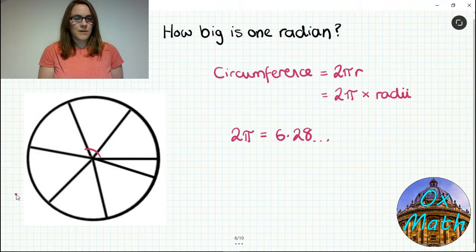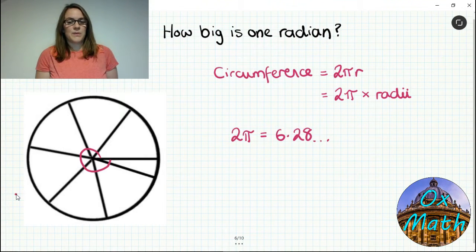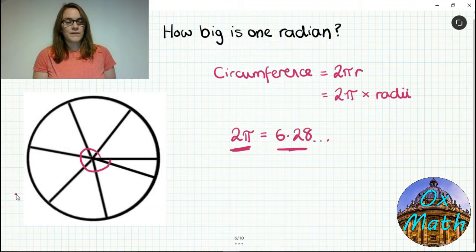That fits with our diagram over here because we have 6 and a bit radii in our circle, and that bit is equal to 0.28. So in total we have 6.28 radii in our circle, or 6.28 radians in our circle, and to be exact that is 2 pi. So in a full circle we can fit 2 pi radians.